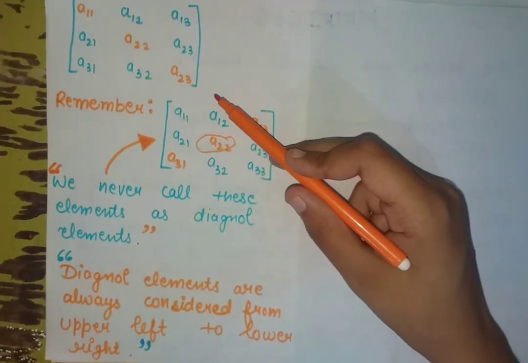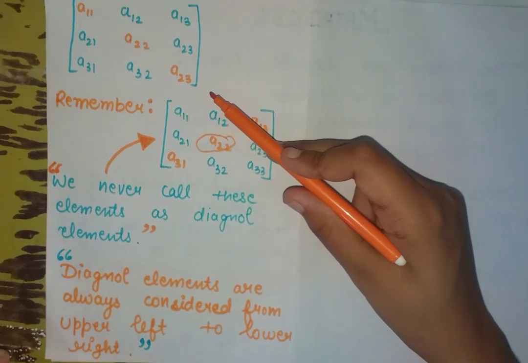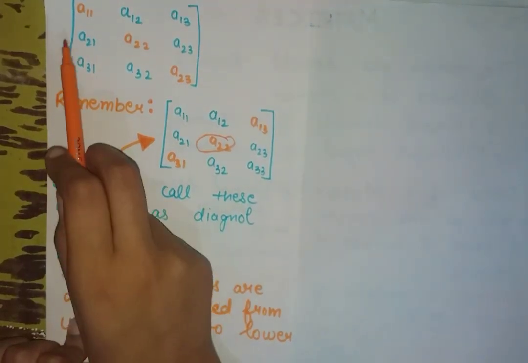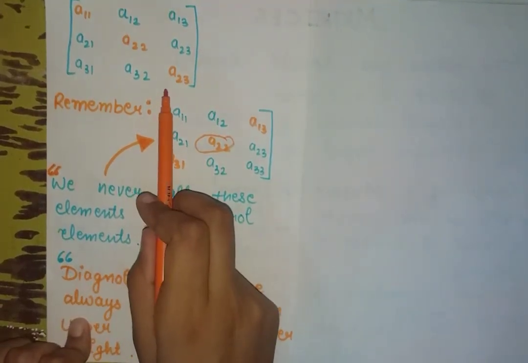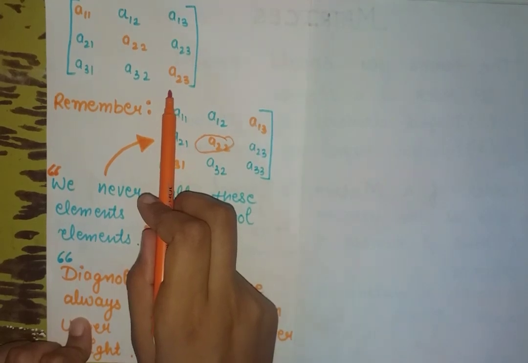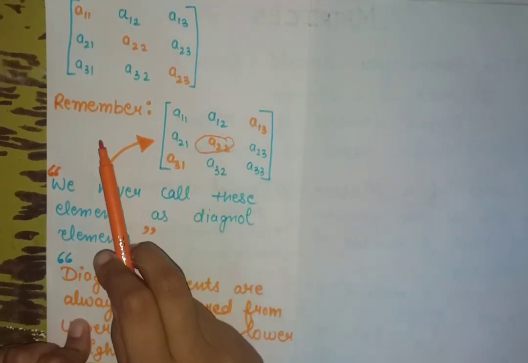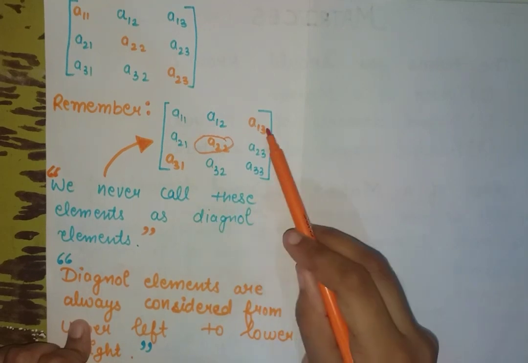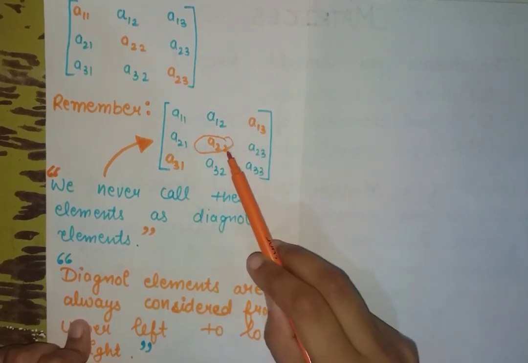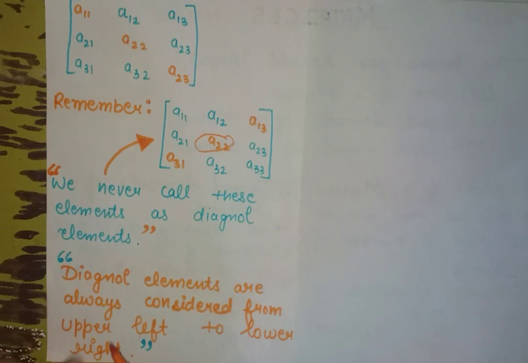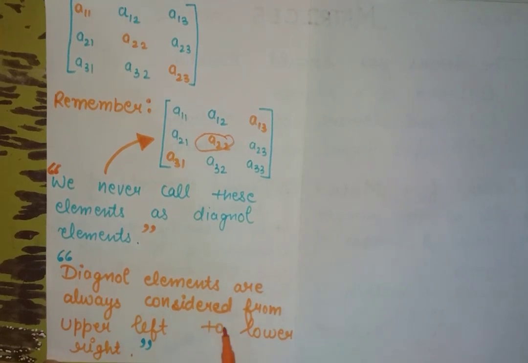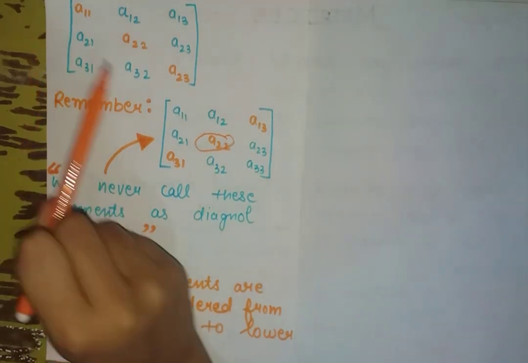Let's see all these elements in a matrix. What you noticed? All these elements are lying along a diagonal line. This is why these elements are known as diagonal elements. Remember, we never call these elements as diagonal elements except a22. Diagonal elements are always considered from upper left to lower right. Upper left to lower right.